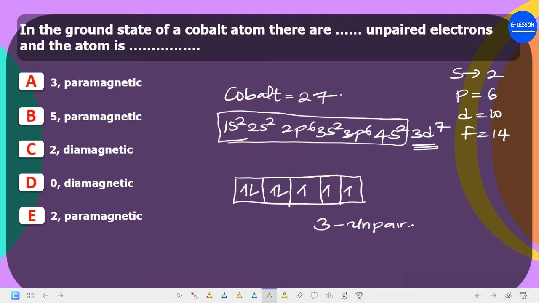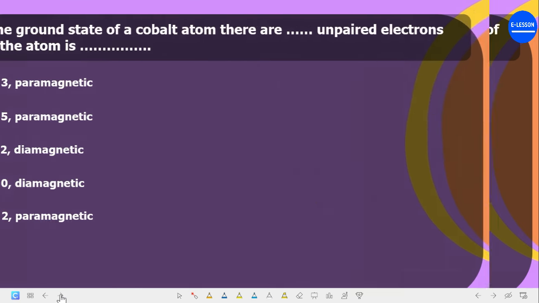And I said that when an atom has unpaired electrons, that atom is paramagnetic. Any atom that has unpaired electrons is paramagnetic. So we can say that it has 3 unpaired electrons and it is what? Paramagnetic. So that's the answer to that question. Now let's look at the next.